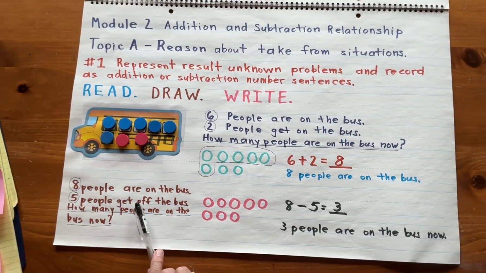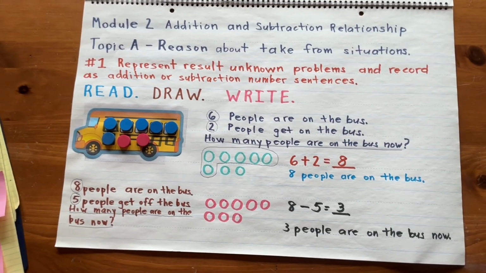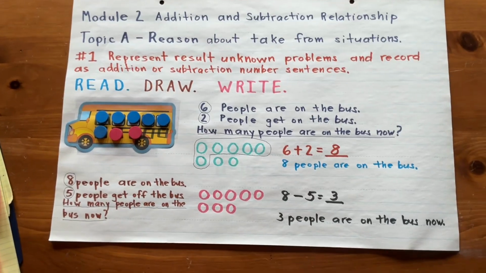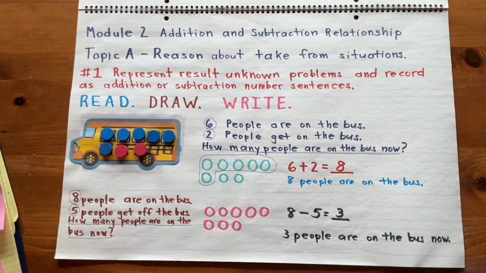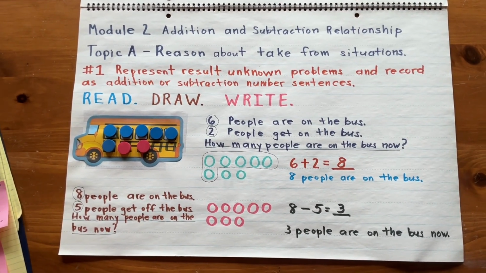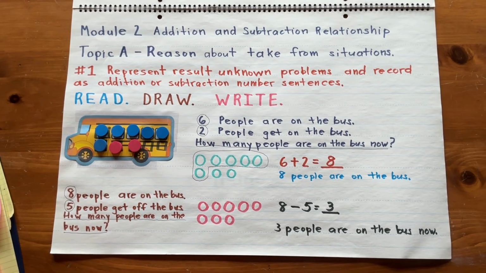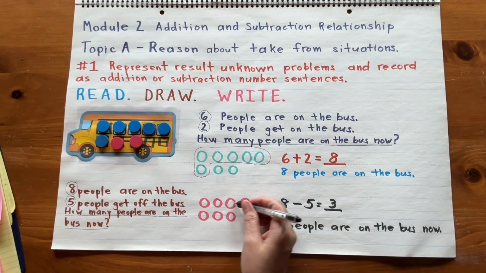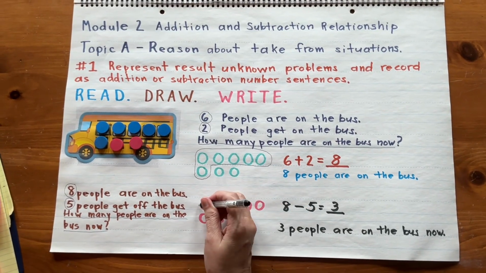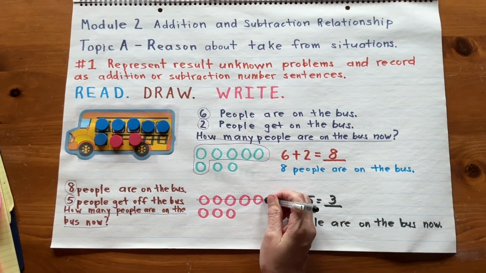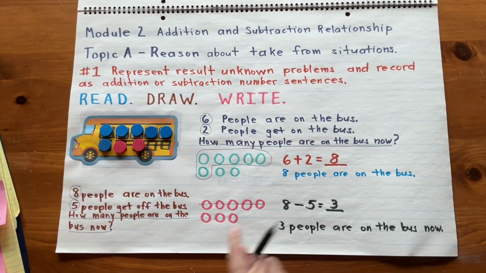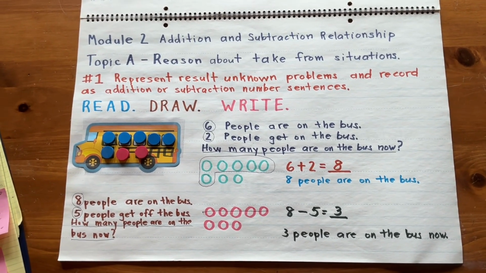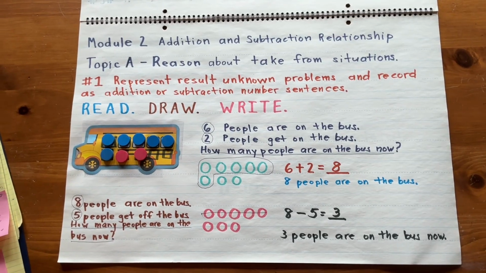5 people get off the bus. How can we show 5 people got off the bus in our picture? Yes, we can cross it off. And since we know this is 5, we can cross it straight across because we already know it's 5, because we can look at that and see that it's 5.